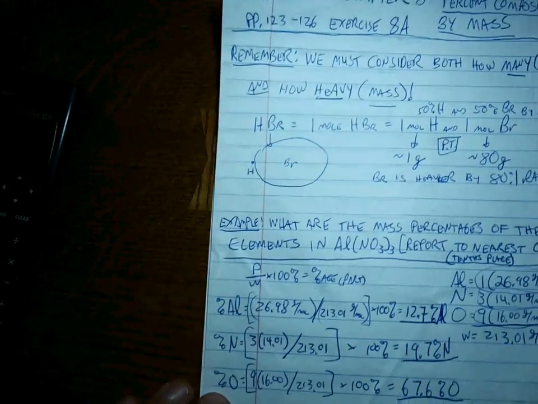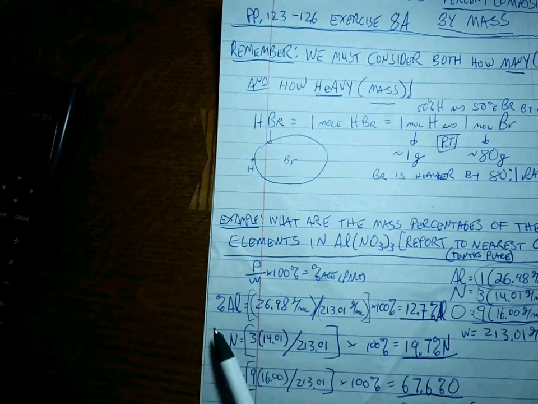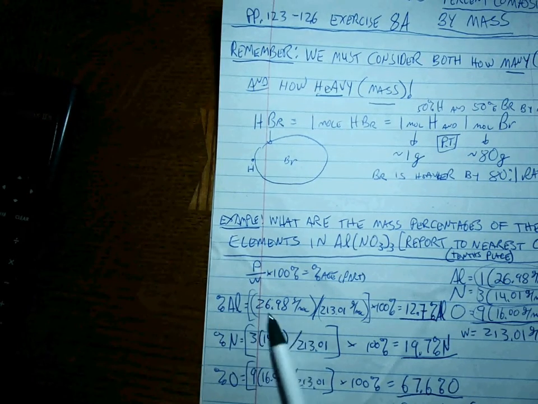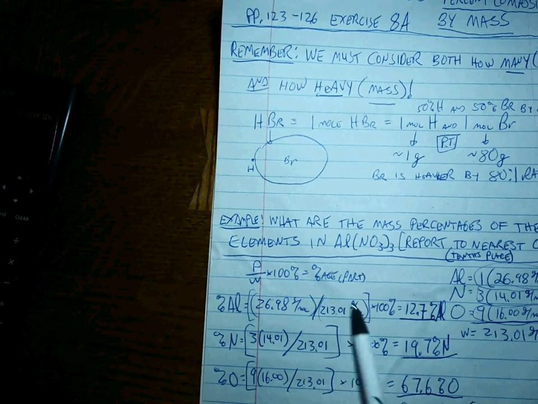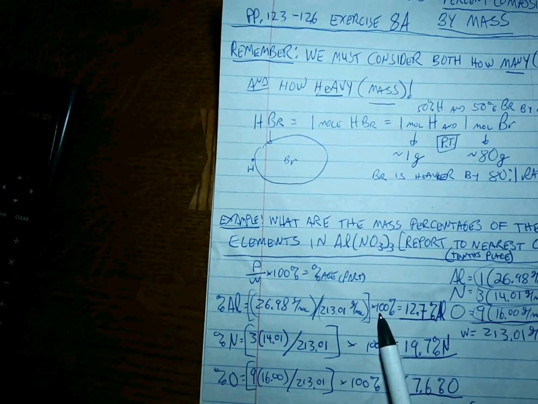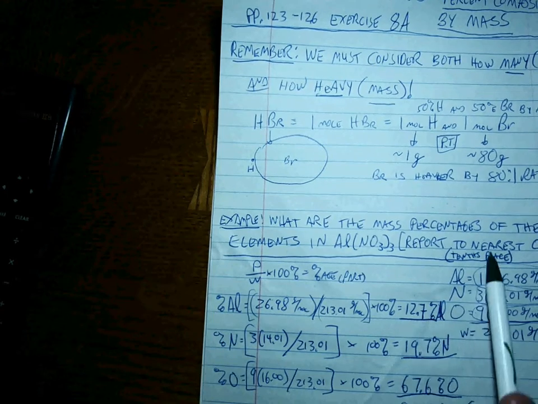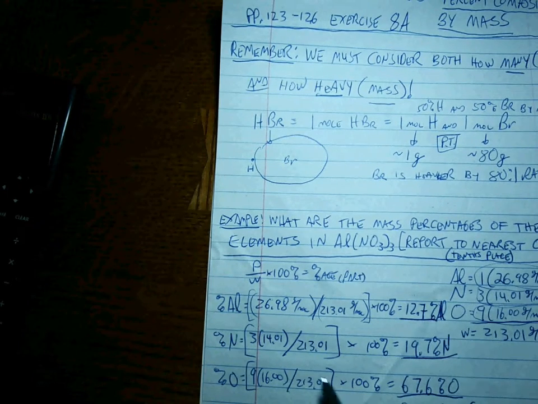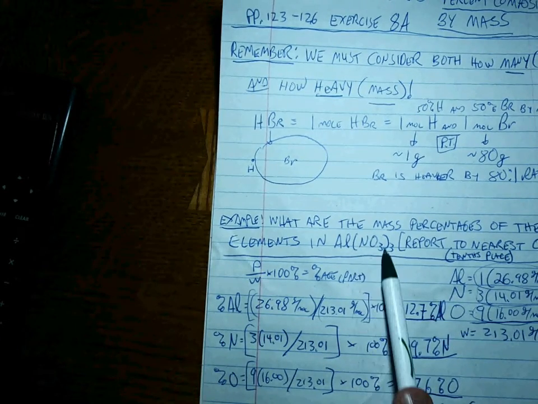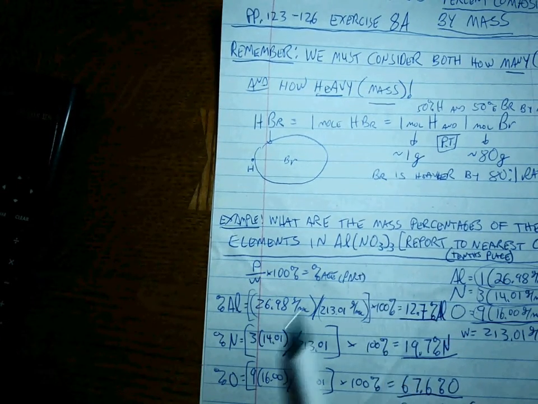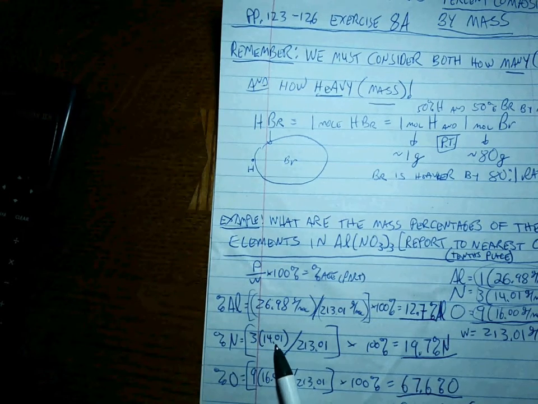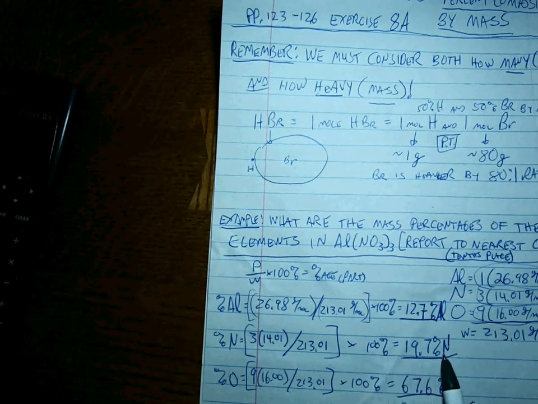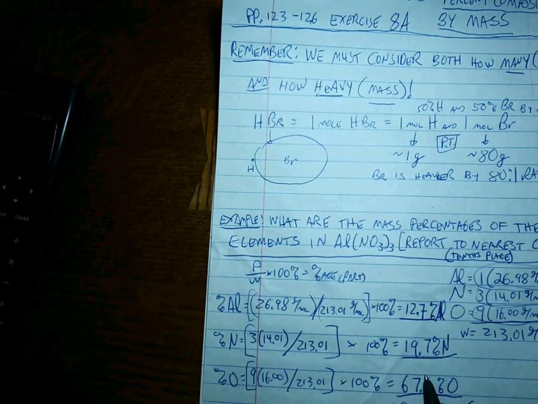See if I can get us all up on the, there it is. Percentage of aluminum is the part that's aluminum, 1 times 26.98 divided by the whole, 213.01, times 100%. To the nearest tenth place, it's 12.7% aluminum. Percent nitrogen, 3 nitrogens, 3 nitrates, 1 nitrogen per every nitrate, 3 nitrogens times its molar mass, divided by the total, times 100, gives us 19.7% nitrogen.